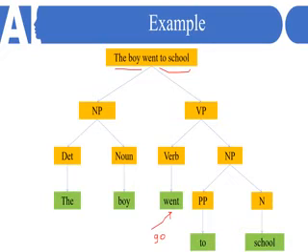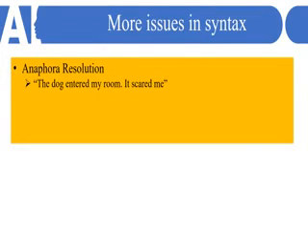Now let us see some aspects, another issues in the syntactical analysis. So the first issue is the anaphora resolution. For that we are going to consider this example, and the second issue is the preposition attachment. For that we are going to consider this particular example.